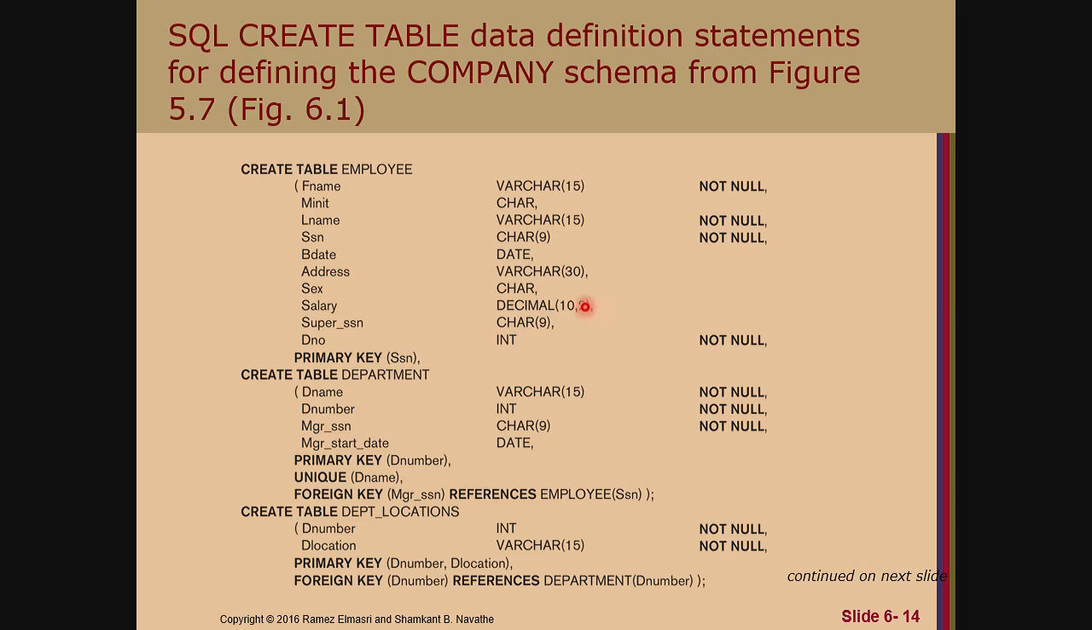Decimal. And we said the primary key is SSN. Anything interesting? Maybe it's already similar. Set the primary key, set unique, and set the foreign key and reference to the primary key of the other table.